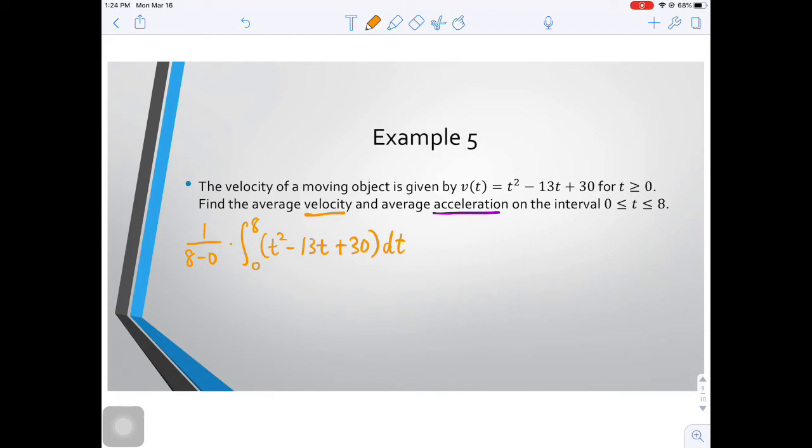I'm going to go ahead and do this one by hand, since we haven't done one by hand so far. So this is 1/8. I'm going to leave that 1/8 out in front of the bracket. My antiderivative would be 1/3 t cubed minus 13/2 t squared plus 20t. And we're going to evaluate that from 0 to 8. So we have 1/8 times 1/3 of 8 cubed minus 13/2 times 8 squared plus 20 times 8, minus a bunch of zeros, and really all of that is being multiplied by 1/8.